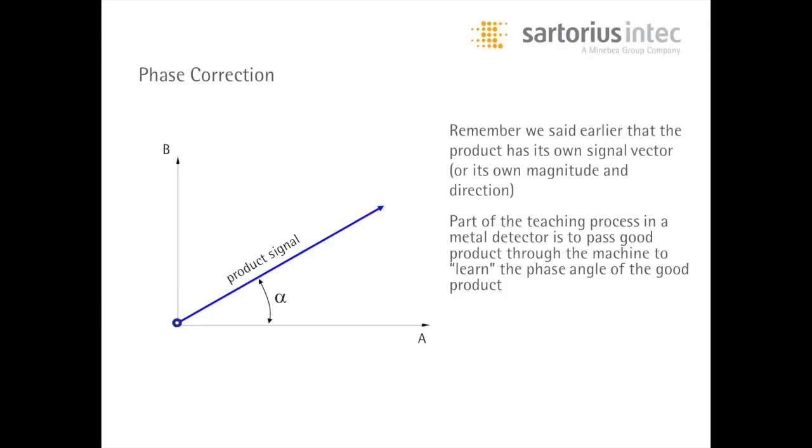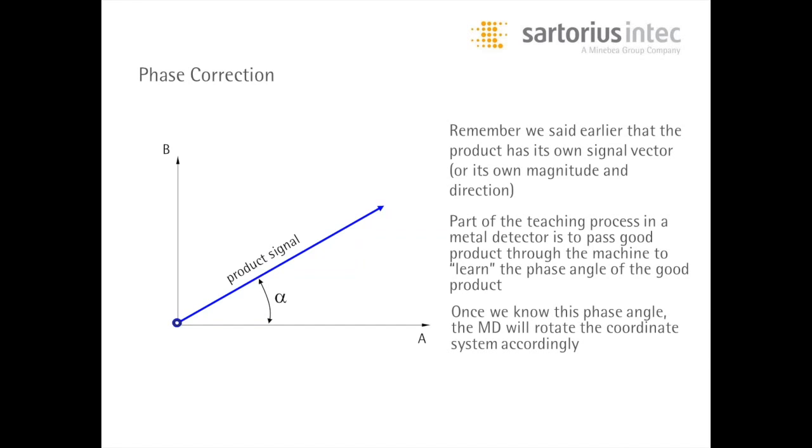That is represented here in this image to the left. Theoretically, we've run product signal through and this is what it looks like. So the metal detector knows we have a certain phase angle, certain rectangular coordinates, and a certain amplitude on this product signal. When you're setting up a product, especially difficult products, you're going to need to run good product through the machine at one point or another so that the metal detector can teach itself.